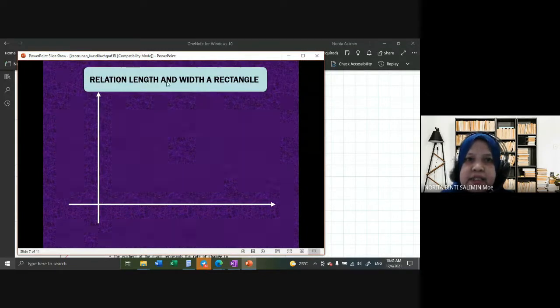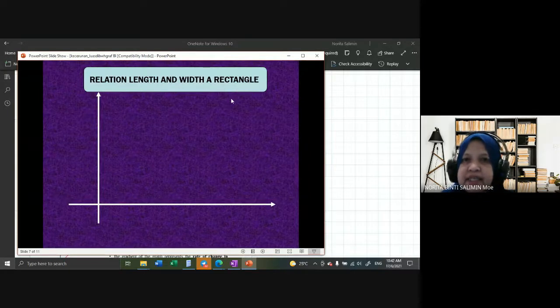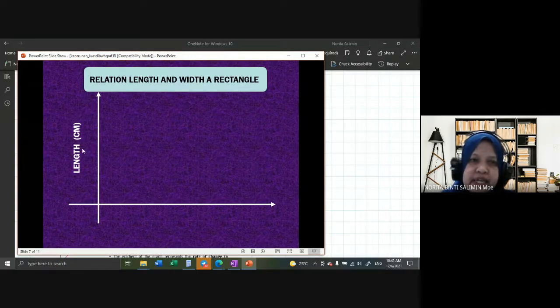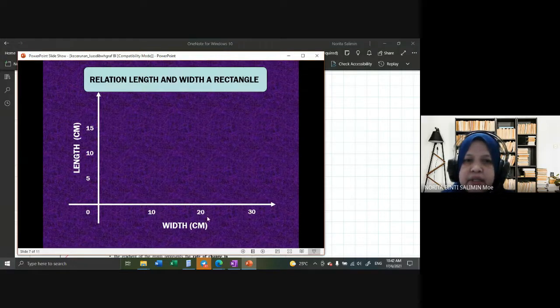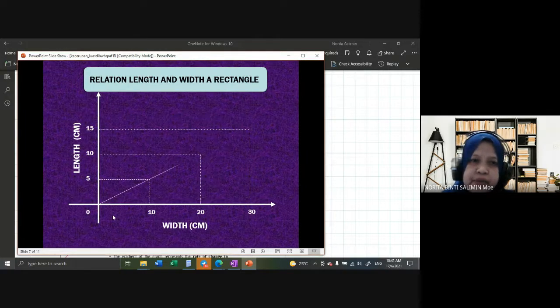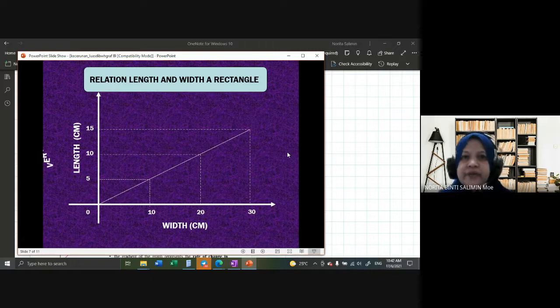Okay, then relation length and width of a rectangle. Rectangle adalah segi 4. Okay, segi 4. So hubungan dia, relation dia, this is a length for y-axis, and this is a width for x-axis, and then this is a scale 0, 5, 10, 15. This one the scale is 10, 20 and 30. Then when the length is 5 cm, the width is 10 cm. When the length is 10 cm, the width is 20 cm. And when the length is 5 cm, the width is 30 cm. So then we draw a straight line.